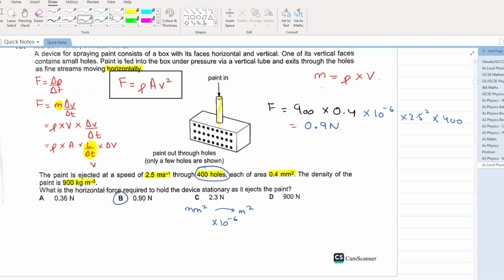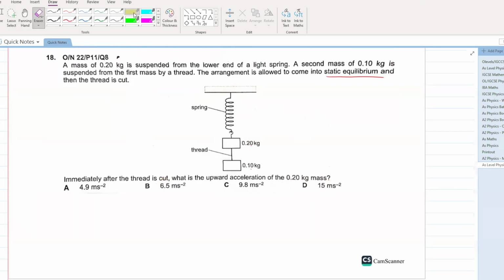B is your answer. Why have I multiplied by 400? Because there are 400 holes in this system. So we have to multiply it by 400 to get the total force. Okay, let's see this question.